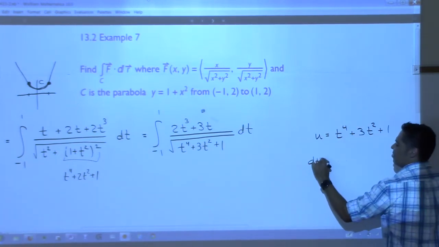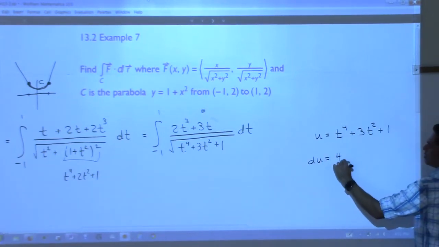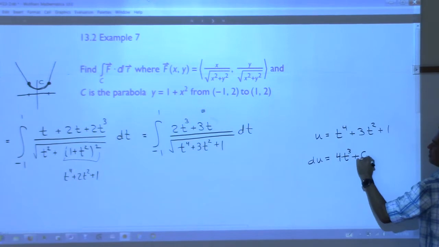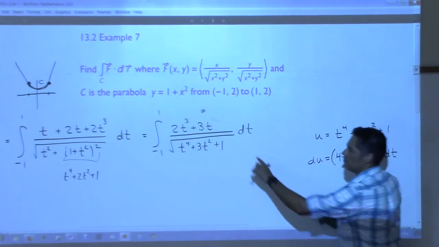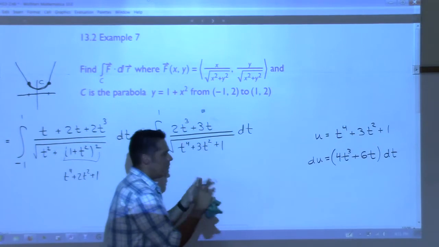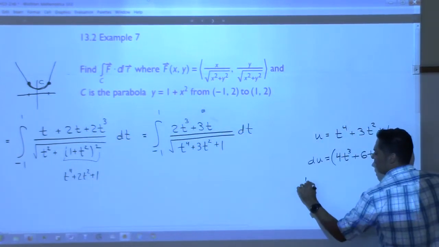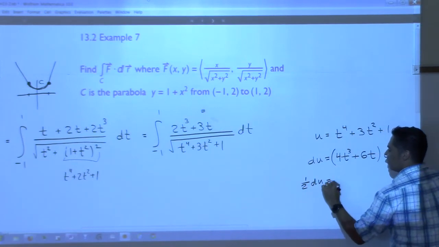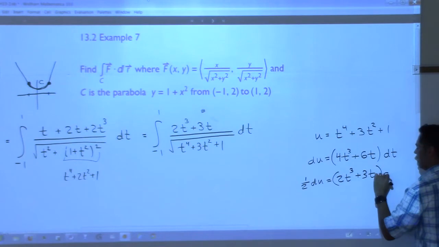The derivative of this, if we let u be what's under the radical, is 4t cubed plus 6t dt, right? And you almost have that here. You almost have 4t cubed plus 3t. It's off by a factor of 2. So if I divide both sides by 2, I get 1/2 du equals 2t cubed plus 3t dt.